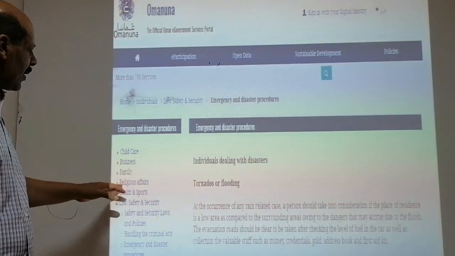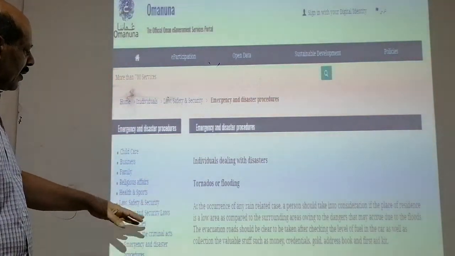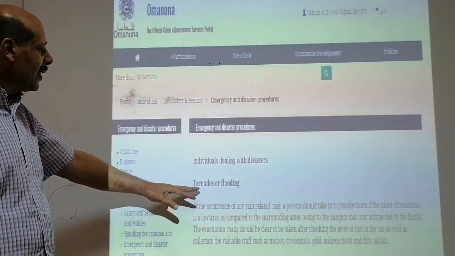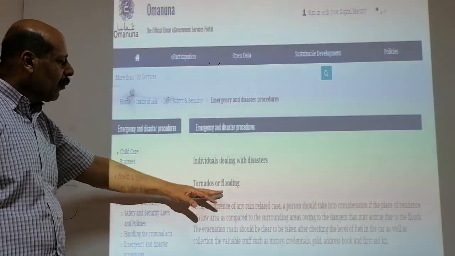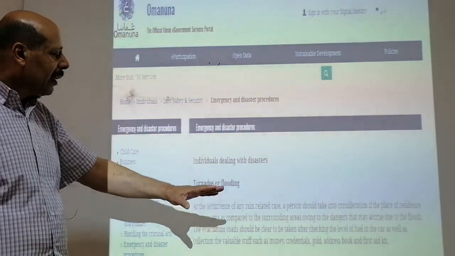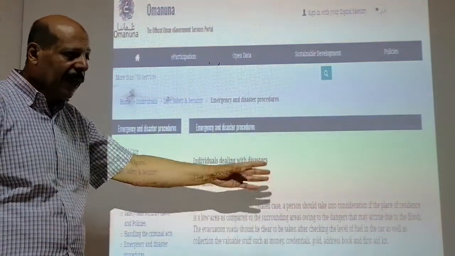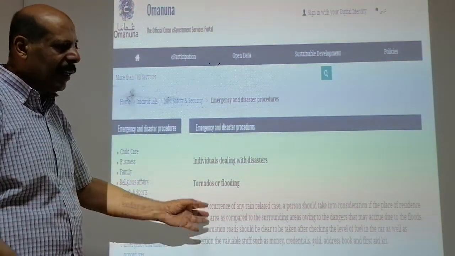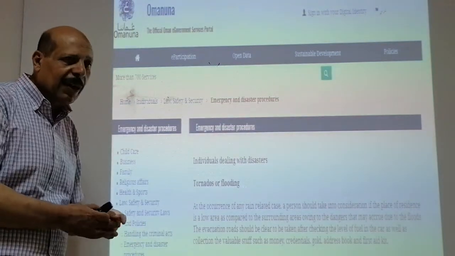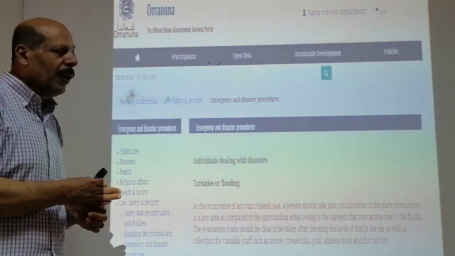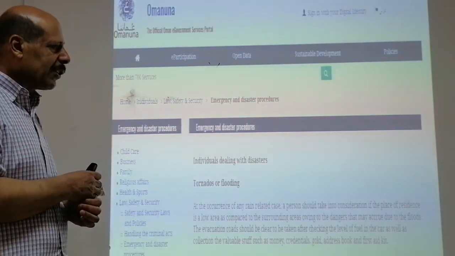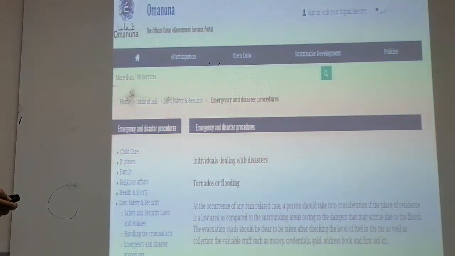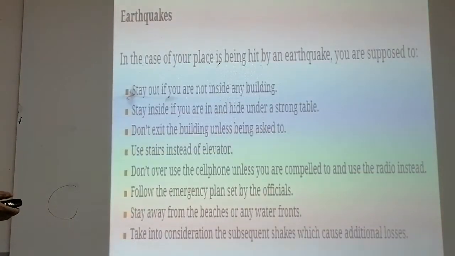Child care, business, family, religious welfare, health and support, law and safety. So individual dealing with the disease unfolding. At the current of any rain, the site will give you the consequences: what to do if rain is there, if damage is there, if floods are there, how to evacuate, where to go, which area would be safer. It gives people guidance on how to deal with floods.